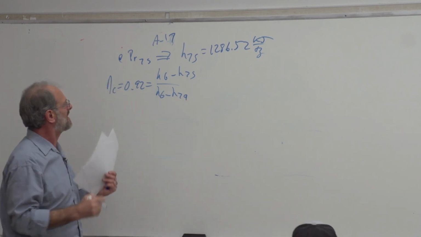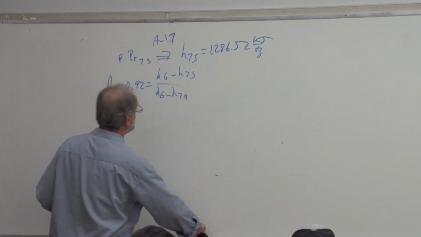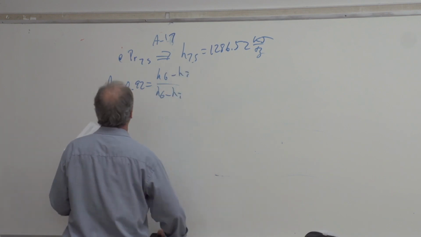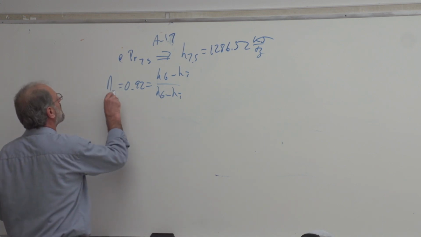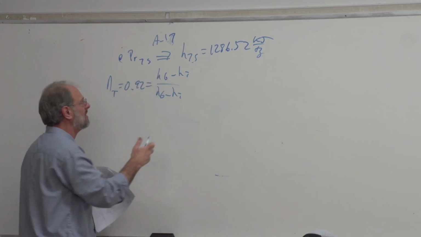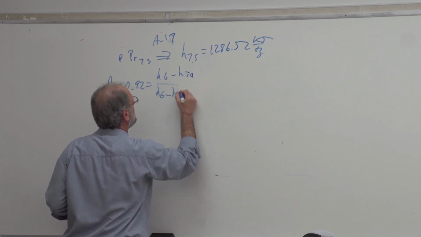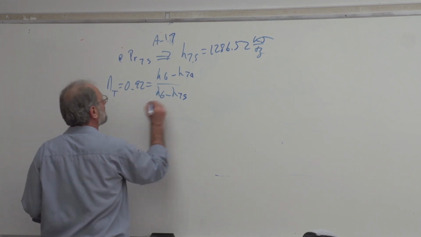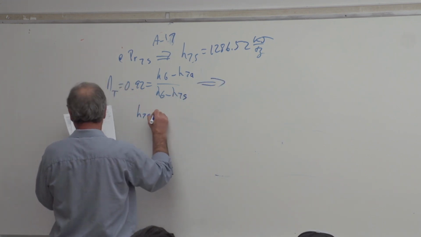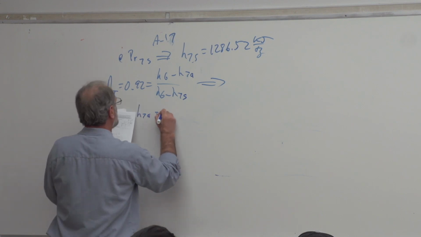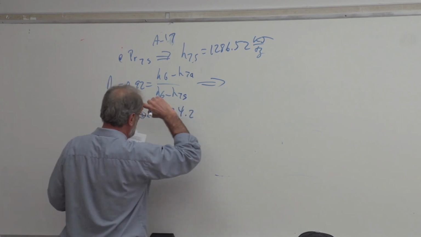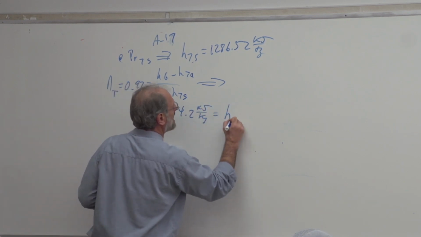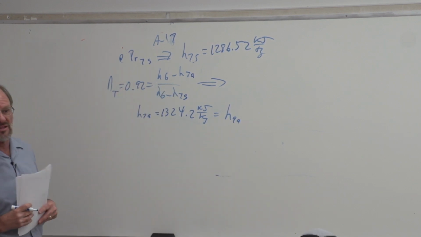And then again, the compressor's efficiency. I'm sorry, I said compressor. This is not the right equation. This is the turbine efficiency. Same value, but for the turbine. Anyway, so this is the actual over the ideal. So H6 minus H7A over H6 minus H7S. So this is really what needs to be solved for. Anyway, the actual enthalpy of point 7 comes from this, and this is 1324.2 kilojoules per kilogram.